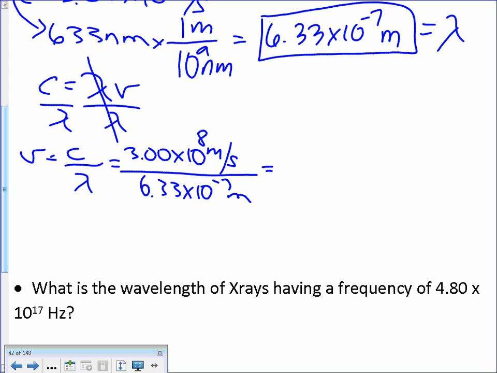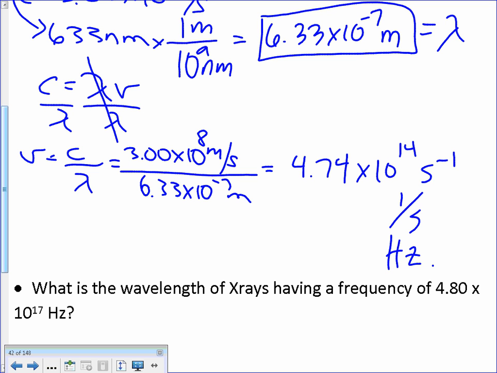James, you have it? 4.7393. I'm going to go 4.74 times 10 to the what? 14 units. It's not just seconds. Per second. So you can do seconds to the -1, or 1 over seconds like that, or you can go hertz. Either of those units will work for me. So that's just our frequency.